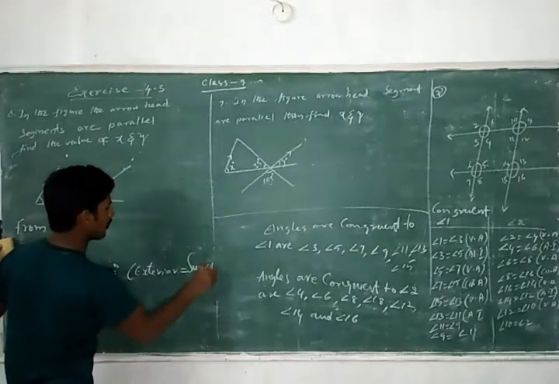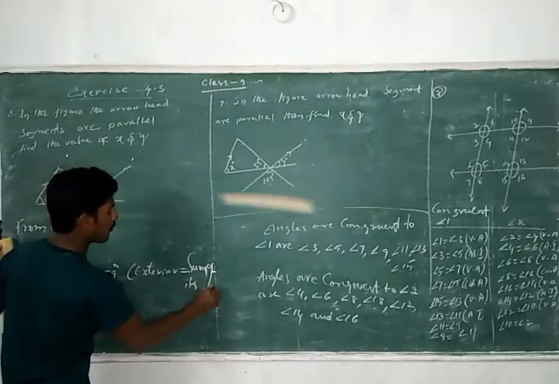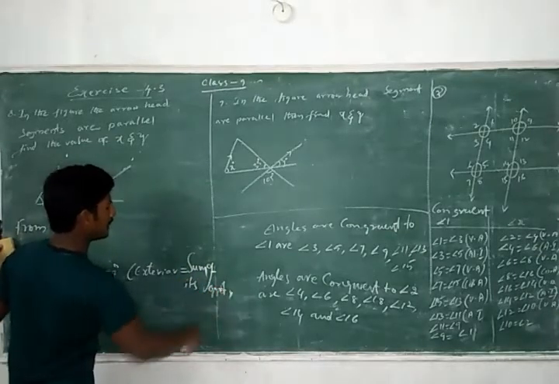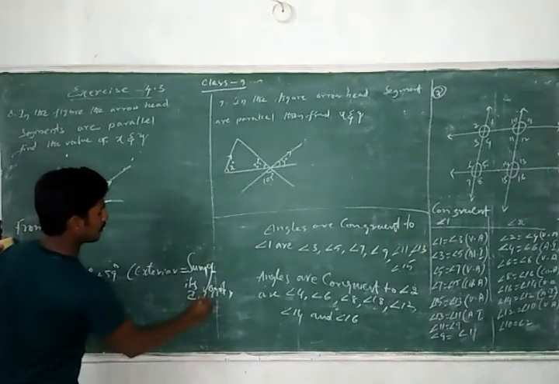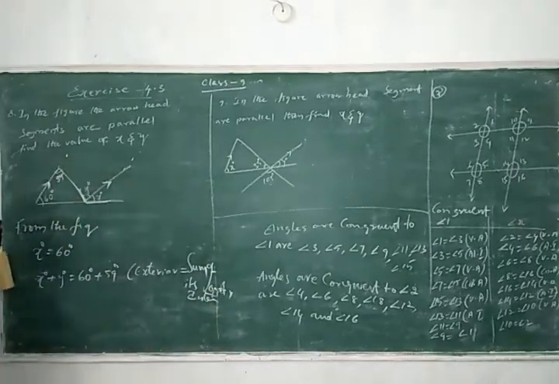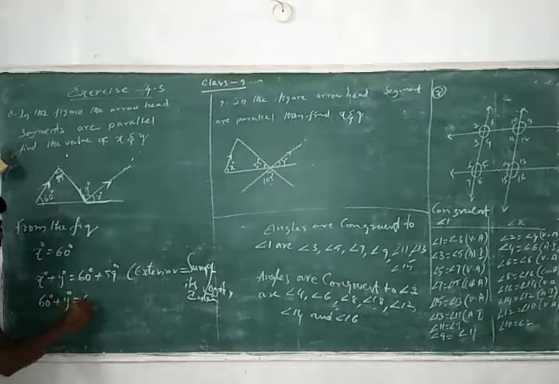Sum of its opposite interior angles are equal. So now I am writing x plus, what is the value of x? 60. So 60 degrees plus y degrees is equal to 60 degrees plus 59. Now 60 goes to the side, 60 will be cancelled. So now y is equal to 59.